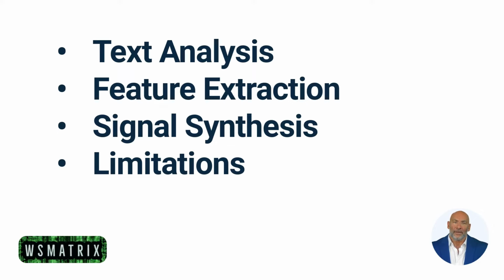Traditional text-to-speech systems used a pipeline approach, which consists of three main stages. Text analysis. In this stage, the text is converted into a sequence of phonemes, which are the basic units of human speech. Feature extraction. In this stage, features are extracted from the phoneme sequence, such as MEL spectrograms, which represent the spectrum of human speech. Signal synthesis. In this stage, the features are used to generate a waveform, which is the actual audio signal that is heard by the listener.